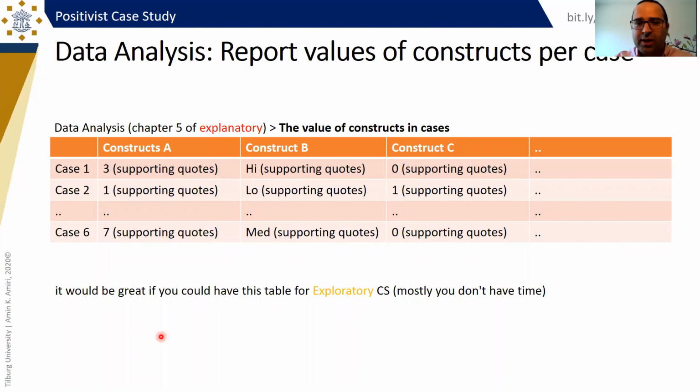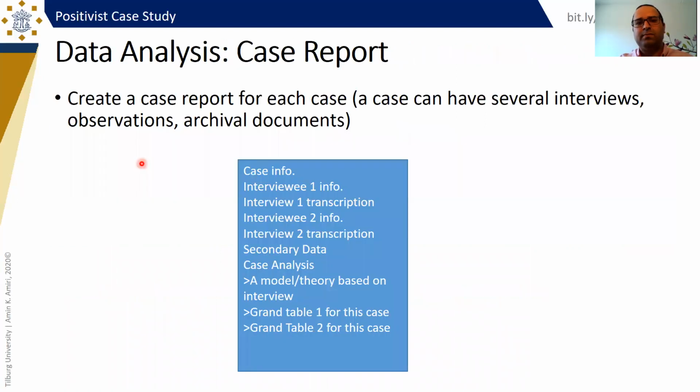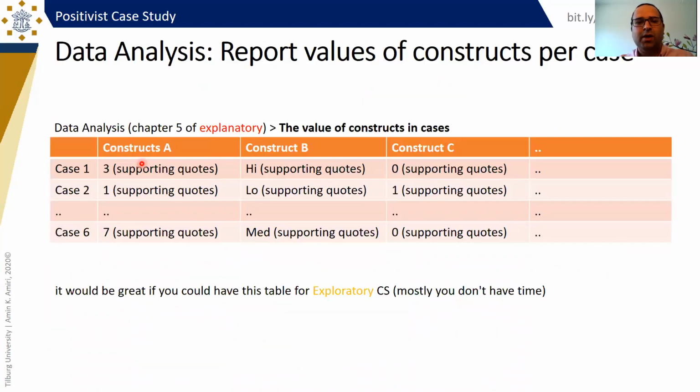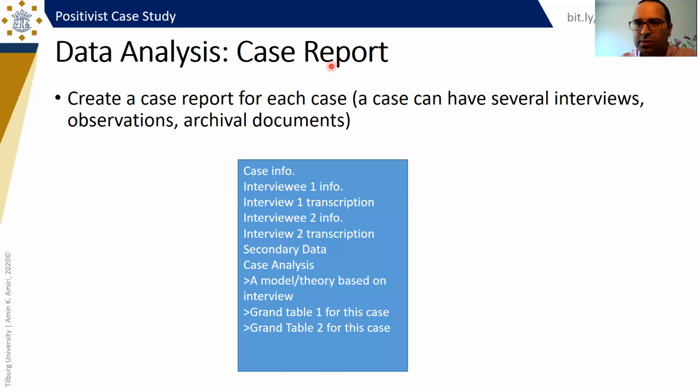How can you do this? How can you create this for a case? This is how you can do this. All those outcomes, how can you create them? You need to write a case report. After the interview, case info, interview one's info, transcribe the interview for the second person. So for each case, I need to have a case report. Secondary data here, then you need to answer the research question as if you only have this case.